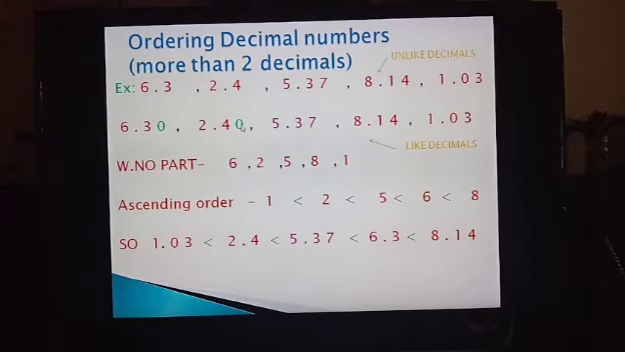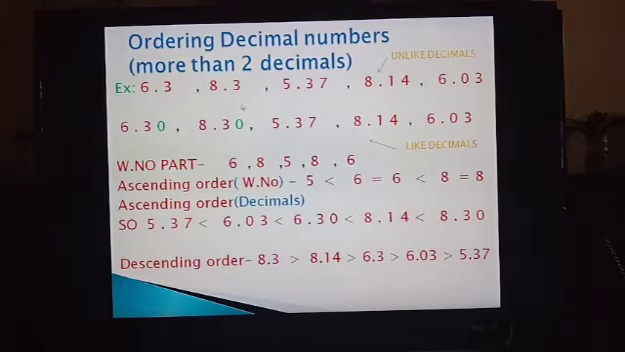If you write 0 or if you don't write 0, it doesn't matter, children. So 2.4. Next with the whole number part 5, that is 5.37. Next whole number part 6, that is 6.30 or 6.3. Next the whole number part is 8, so this decimal is 8.14. This is the ascending order of these decimals, children. The descending order is the reverse of this.